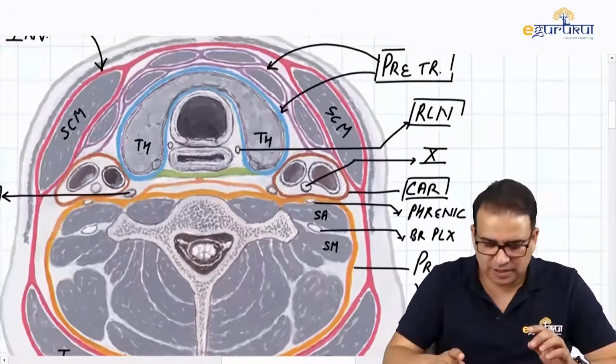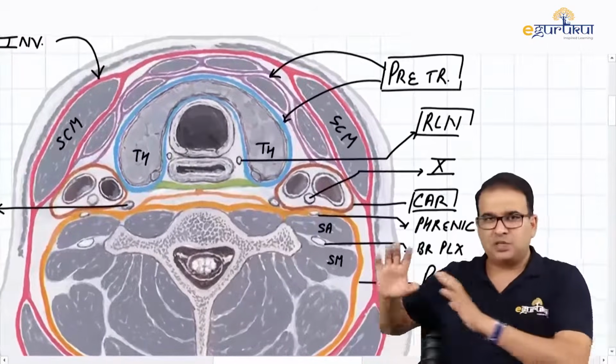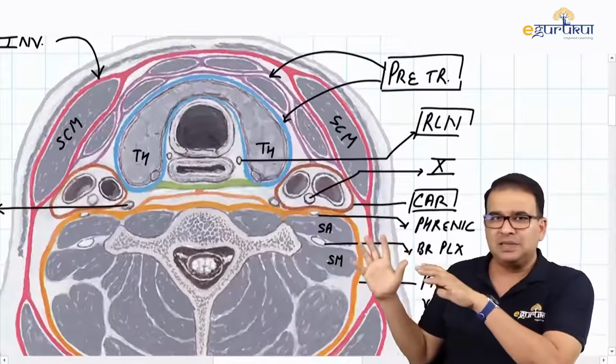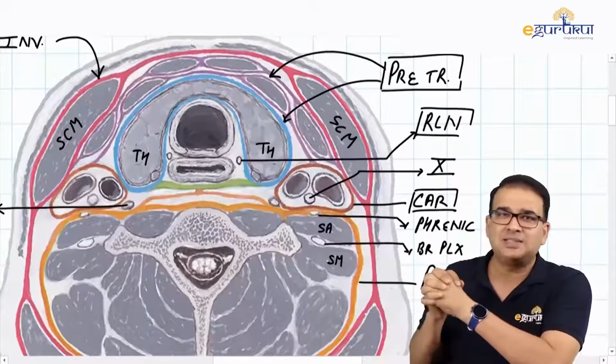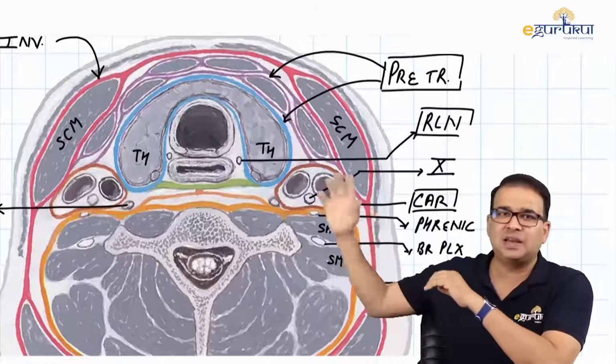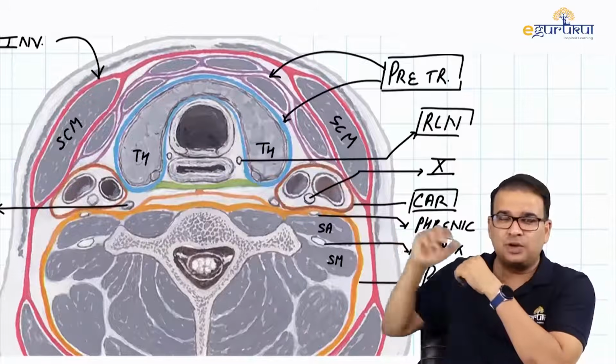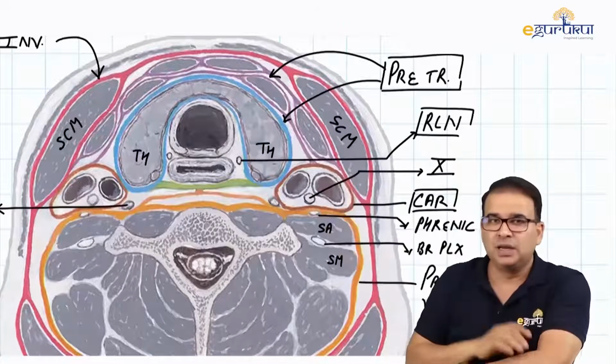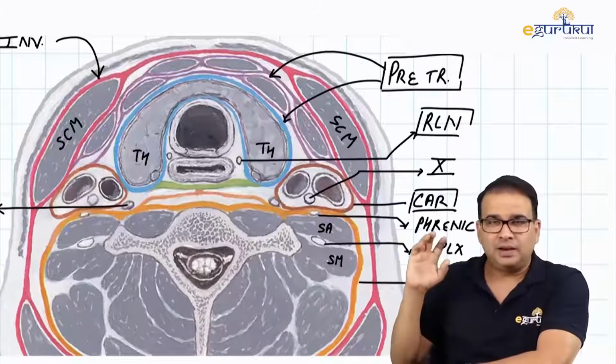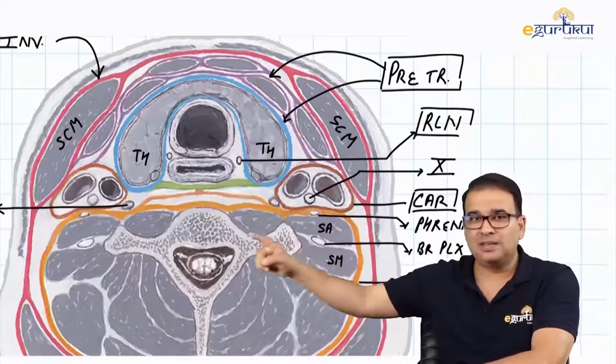Let me ask you one question here. If you're paying attention to this picture, guys, there is something missing here. We are not able to appreciate the ansa cervicalis. Now, why can't we see the ansa cervicalis in this? There should be ansa cervicalis present in front of the carotid sheath, but there is none shown here. The reason can be understood by looking at this vertebra.